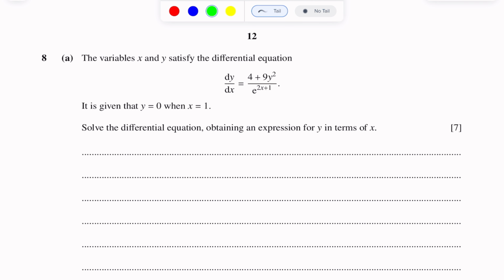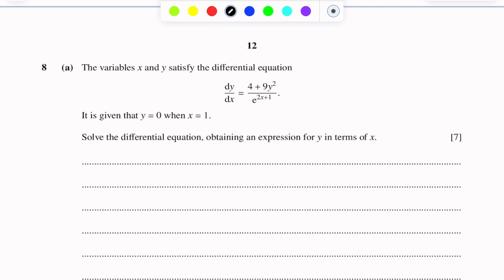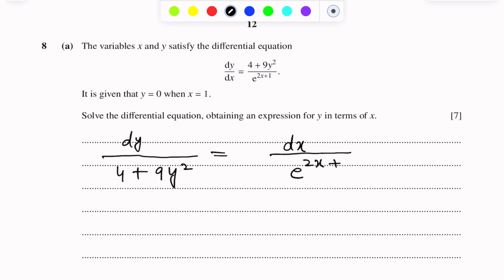First step of this question will be to separate the variables. There are two variables x and y. X will be attached to dx and y will be attached to dy. This is called separating the variables. So we can write, by cross multiplying, dy over 4 plus 9y square is equal to dx over e power 2x plus 1.